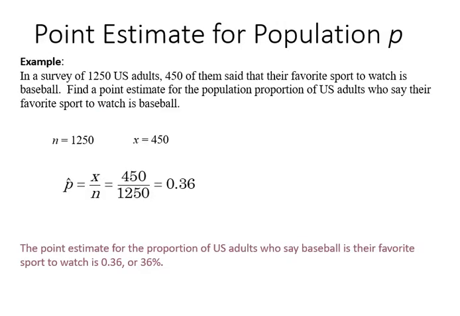So for example, if we have a survey of 1,250 adults and 450 said their favorite sport to watch is baseball, we want to find a point estimate for the population proportion of adults who say their favorite sport to watch is baseball. So the sample proportion is going to be x, which is baseball, over n, which is 1,250 adults, which gives us 0.36. So the point estimate for the population proportion comes from our sample proportion of 0.36.